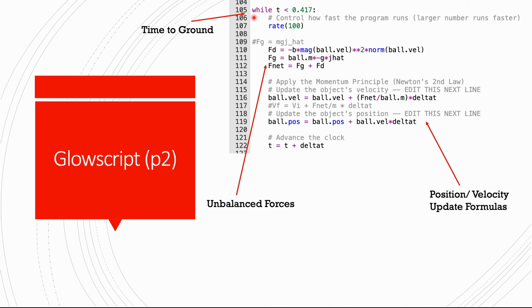In the second half of the system, where the slinky is fully compressed and the system begins to fall down to Earth, that happens at a time greater than 0.417 seconds, as previously mentioned. And notably, down here in the forces section, these two forces are no longer equal to each other, so there is a net force pointing downwards in this case. And again, we have the position and velocity update formulas.